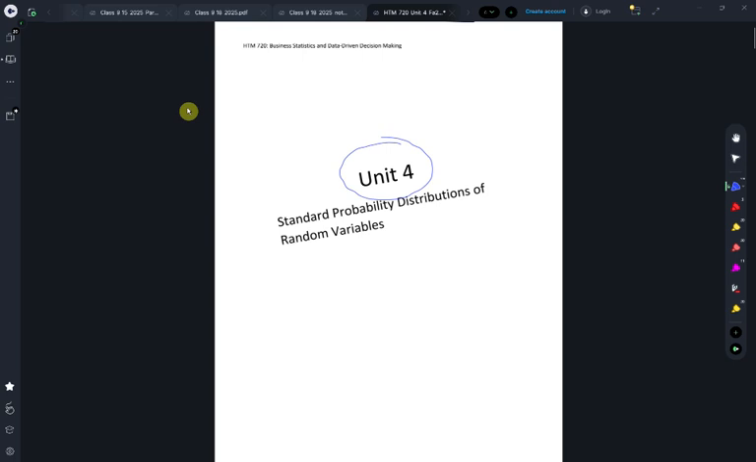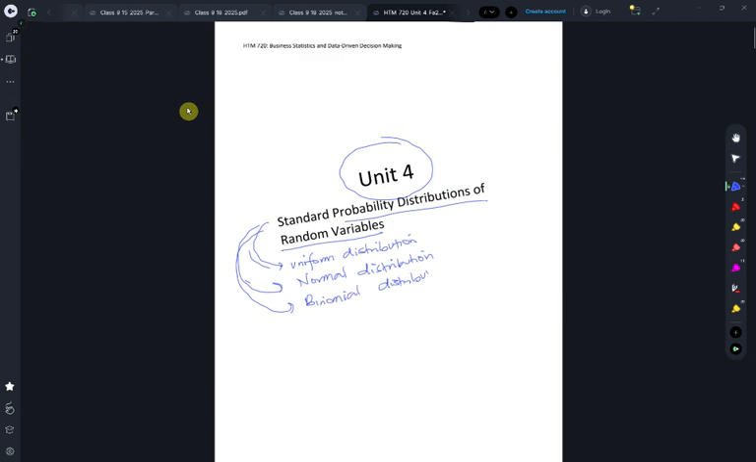Our goal is to examine standard probability distributions of random variables. In particular, we're going to examine aspects of the uniform distribution for computing probabilities related to a random variable that follows the uniform distribution. We're also going to examine the normal distribution, which is going to become a staple distribution in our exploration of inferential techniques in statistics. And then finally, we'll look at the binomial distribution.